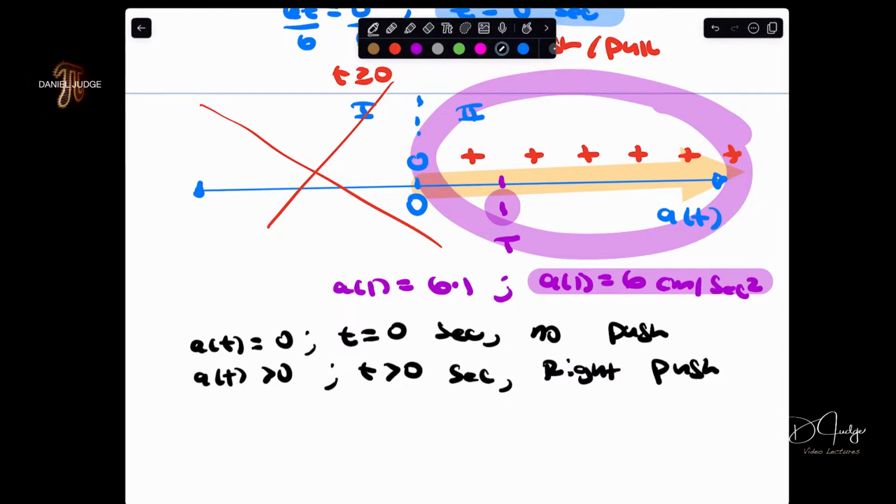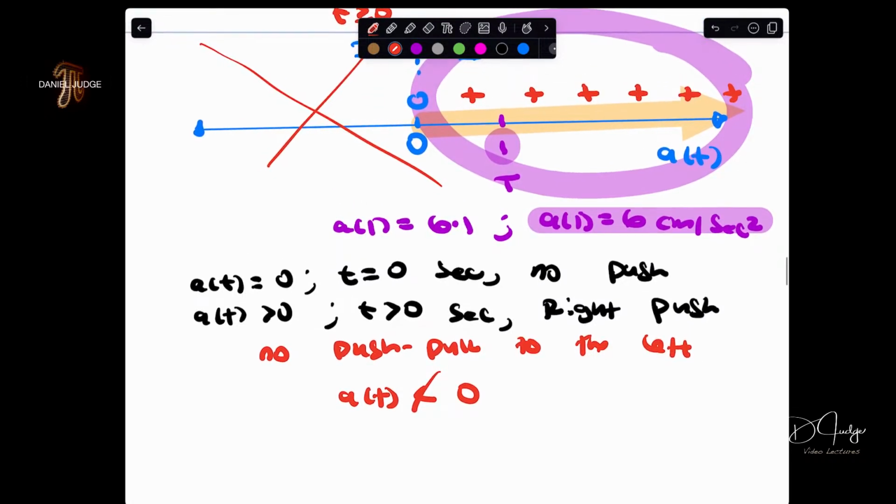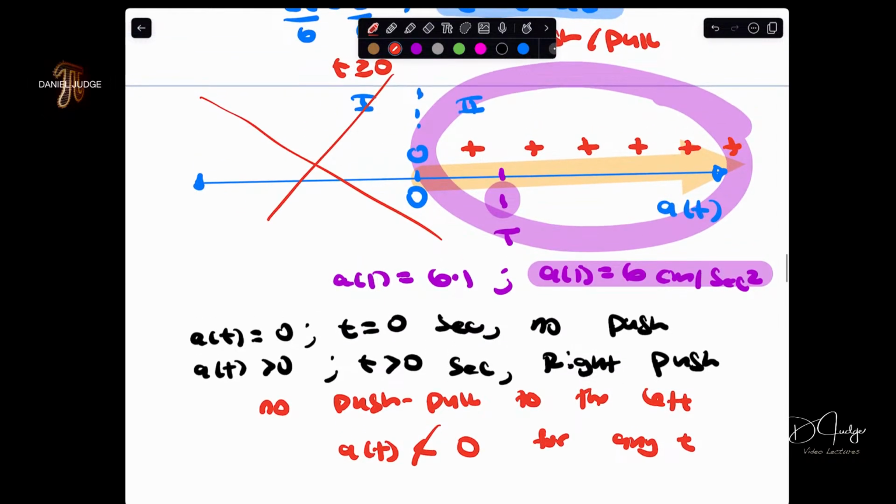You could just leave your conclusion this way and that should be fine. You don't have to write that phrase down, that there is no push or pull to the left, but I'm going to write it anyway. There is no push or pull to the left because the acceleration is not less than 0 for any t. So that's the picture you guys are looking at. So there you go, ladies and gentlemen.